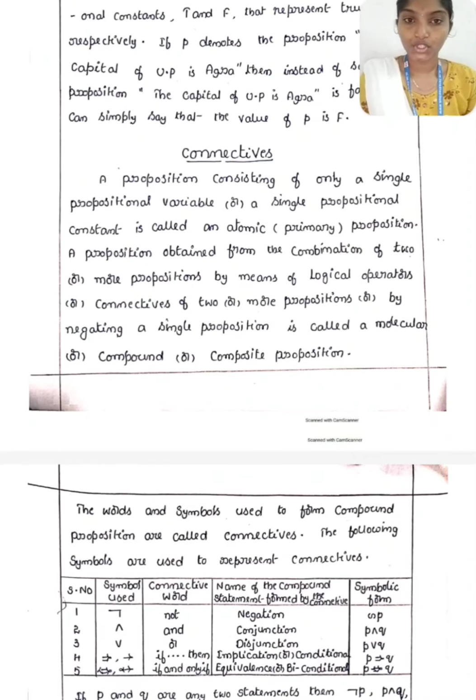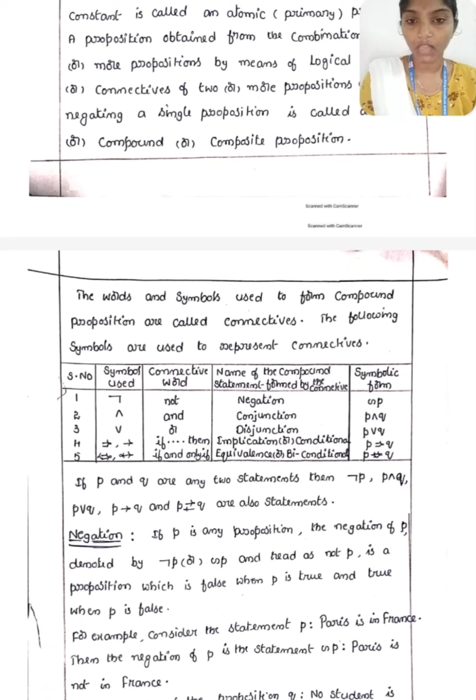Next, connectives. A proposition consisting of only a single proposition value, or a single proposition constant, is called an atomic or primary proposition. A proposition formed from the combination of two or more propositions by means of logical operations, or by negation of a simple proposition, is called a molecular or compound proposition.